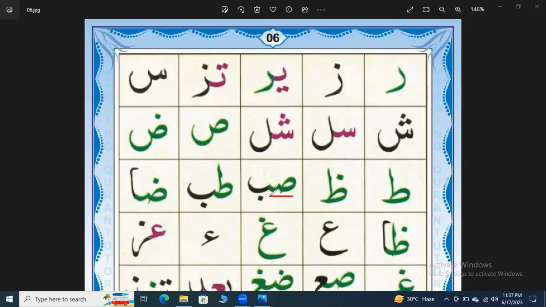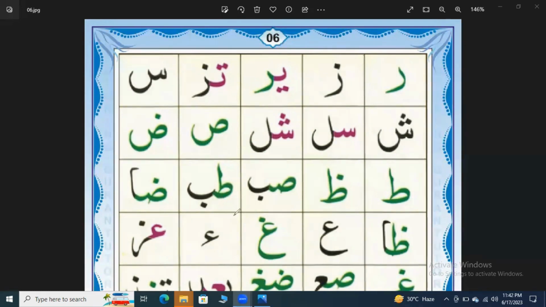So this one is sad. If you look at this part and this one, they are similar in shape. So this one is sad and this one is ba, because ba has one dot in the bottom. So together it is sad ba.